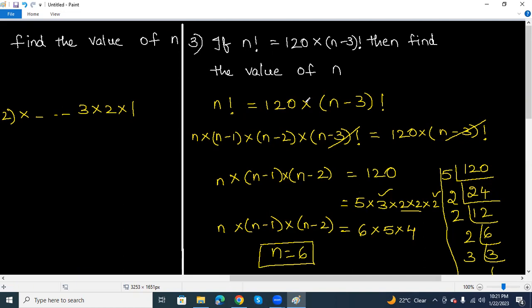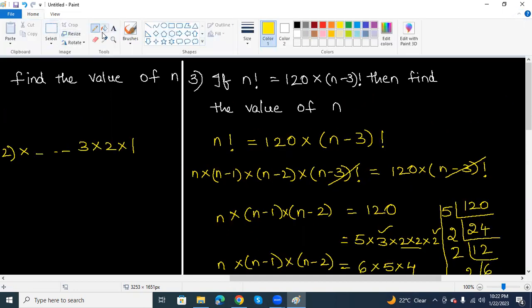So first write the n factorial formula and cancel the n minus 3 factorial, and factorize this 120 and put it as a product of three consecutive numbers. Hence, we get three consecutive n terms on the left hand side, compare both sides and give the value for n. So this is how we can do it. And next, let's see the next question.